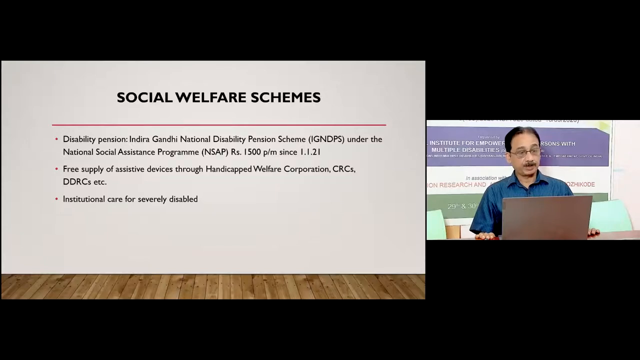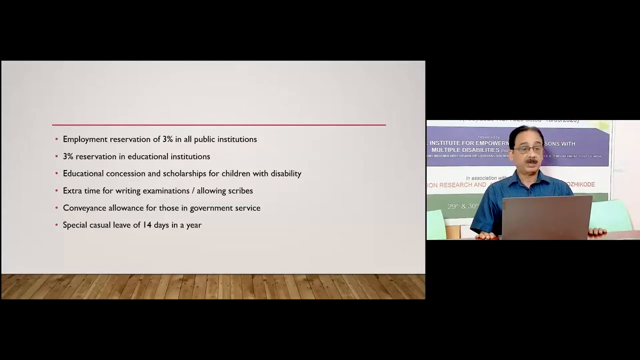Then there is provision for free supply of assistive devices through handicapped welfare corporations, the comprehensive rehabilitation centers, and the district disability rehabilitation centers, which are gradually withdrawn from the scene. So many NGOs and so many other schemes are there where free assistive devices, artificial limbs and orthoses are given. And there are schemes for providing free therapeutic services also. Then institutional care for the severely disabled. Then there is an employment reservation of 3% in all public institutions, all government institutions and all institutions funded by the government, including public sector undertakings. There is a reservation of 3% for physically disabled individuals.